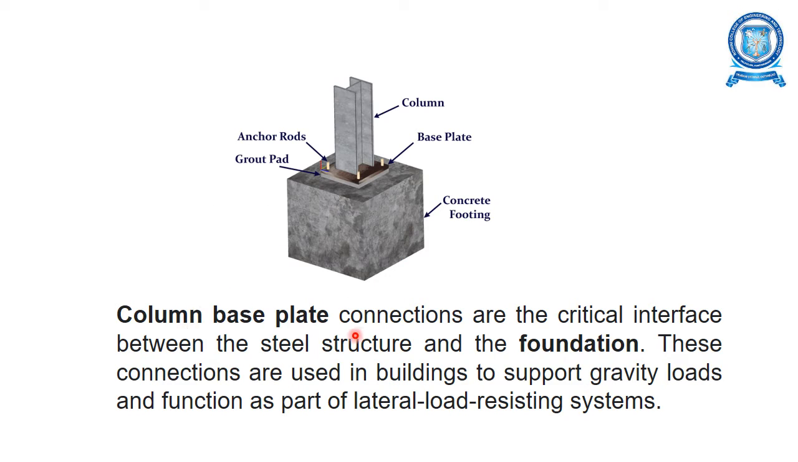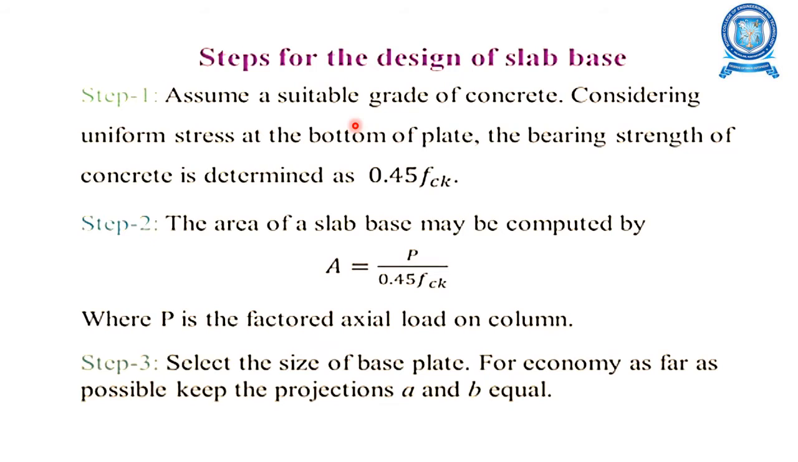The column base plate connections are the critical interface between the steel structure and the foundation. These connections are used in buildings to support gravity load and function as part of the lateral load resisting system. In this picture we can see the base plate. It is connected by bolts. This is a concrete footing, this is a column member, an I section member.